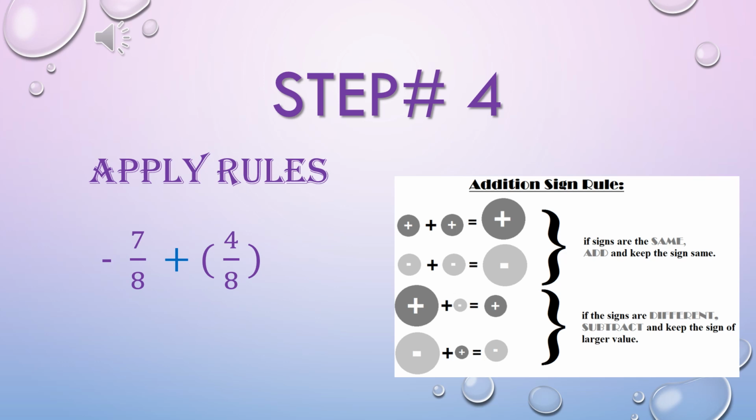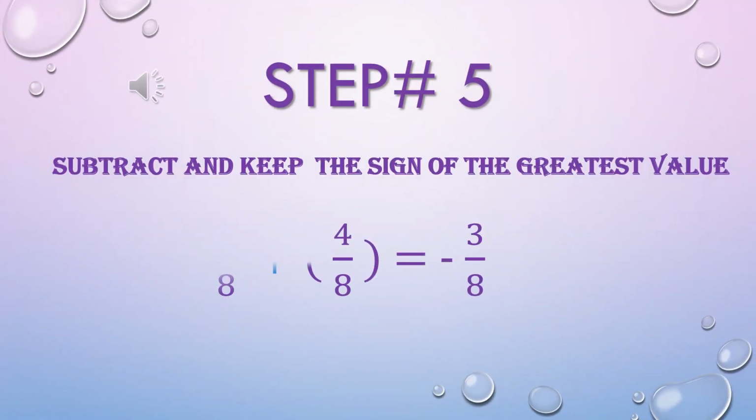After we applied all our fraction procedures, we're going to determine which rule to use. In this case, because the fractions have opposite signs, you're going to subtract and keep the sign of the biggest value. How are we going to determine which value is bigger? With your numerator. You're going to look at your numerators and see which number is bigger. And that is the sign that you're going to keep. Like I was telling you before, you're going to subtract and keep the sign of the greatest value. So at the end, our answer for our example is negative 3/8.